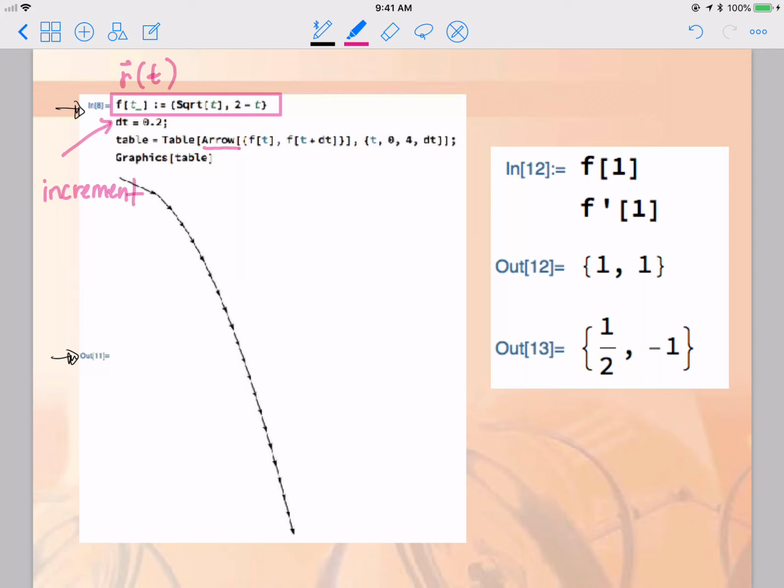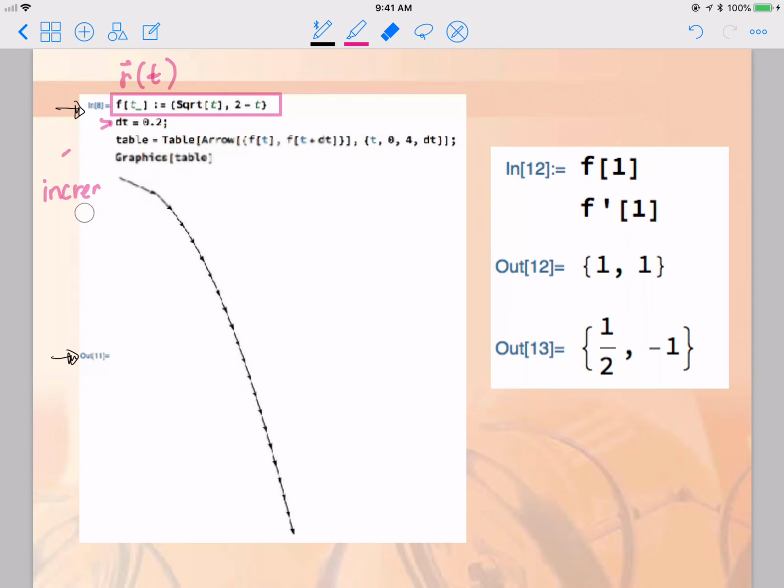So remember, arrow is a built-in, and for arrow, you put in the tail, comma, the tip, right? So I want to create my arrow, and I start at some point, f of t, and then when do I end? I want to end at f of t plus 0.2. So that's like telling Mathematica how frequently to sample your plot there, okay? And then lastly, I'm telling Mathematica to graph the table, the values of the table that I just created, right?